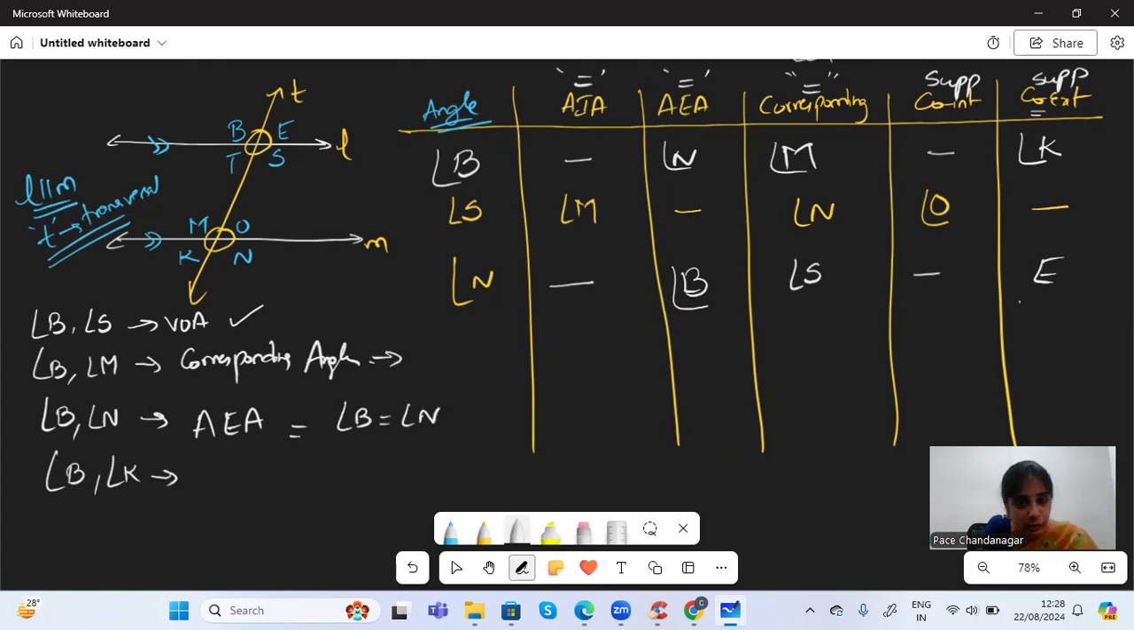Corresponding angles are also equal. Angle B will be equal to angle M. Vertically opposite angles are also equal. Angle B will be equal to angle S.